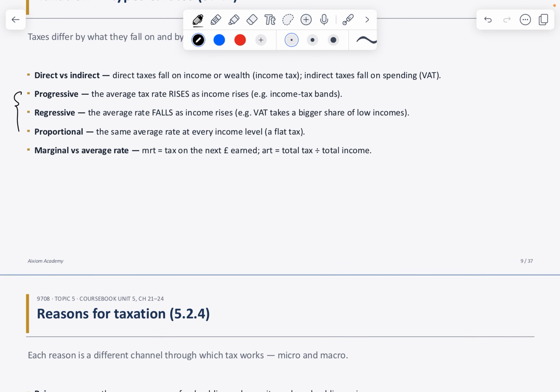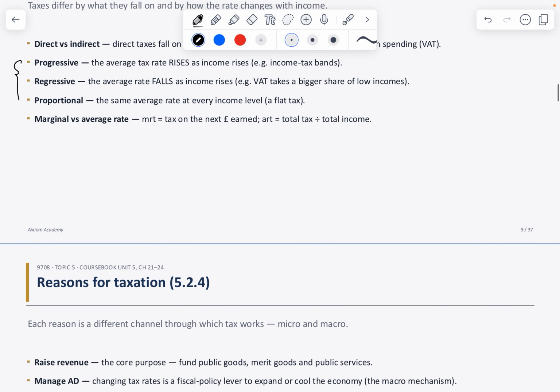And then we have the marginal and average rate. The marginal rate is the tax on the next dollar earned, and the average rate is total tax divided by total income, which is a similar concept that you will encounter in all economics, no matter micro or macro.